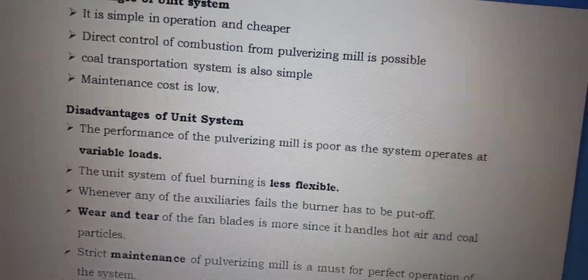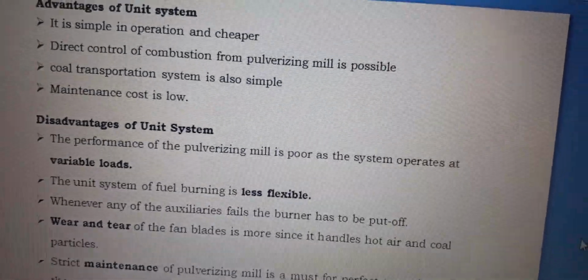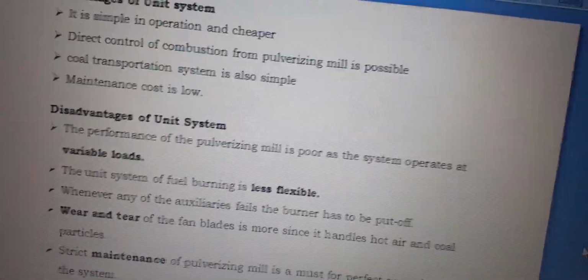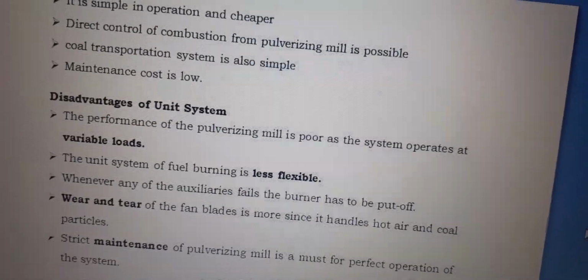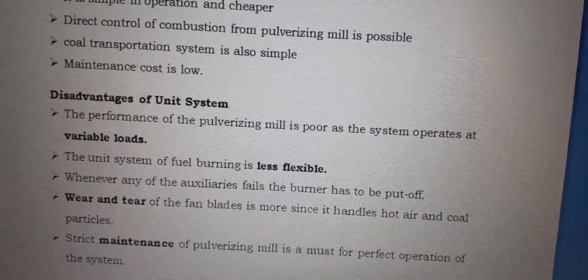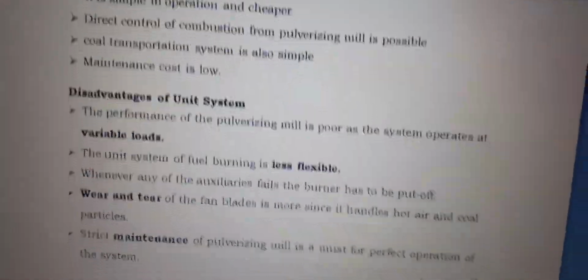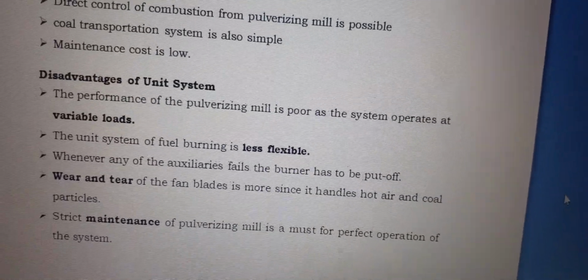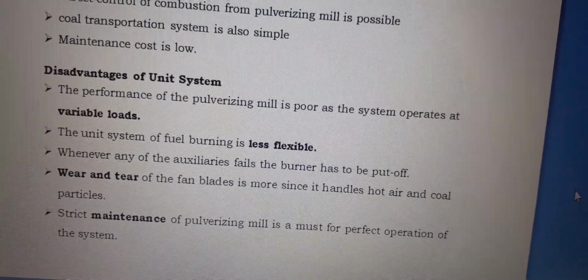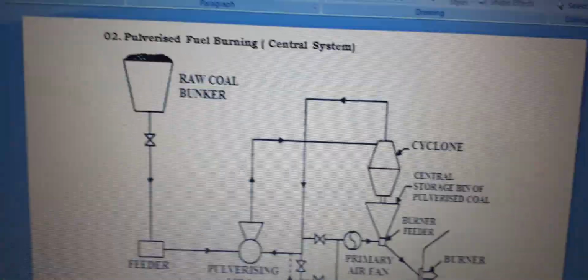Whenever any of the auxiliaries fails, the burner has to be put off here. Wear and tear of the fan blades is more since it handles hot air and coal particles. Strict maintenance of the pulverizing mill is a must for perfect operation of the system.